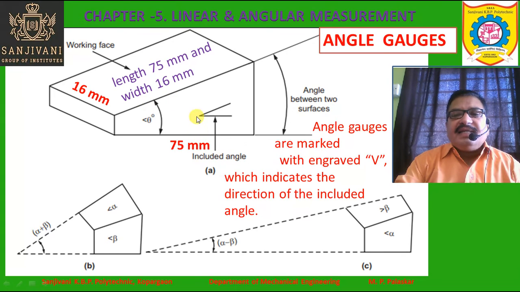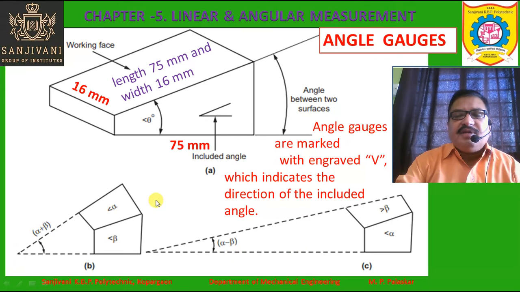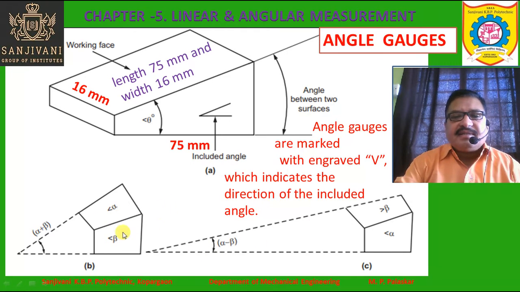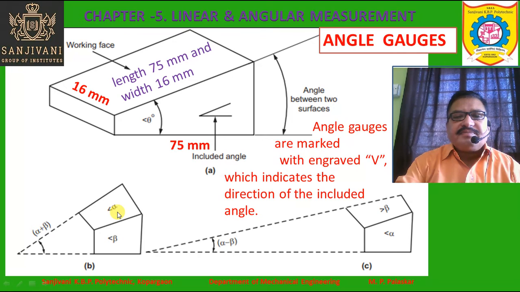So these angle gauges can be combined together to have various sets of angles from 0 degree to 360 degrees, and they can be added as well as subtracted. Slip gauges cannot be subtracted, slip gauges can only be added, but here these angle gauges can be added as well as subtracted. So here this is the angle gauge and the included angle is beta, this is another angle gauge, included angle is alpha, right?